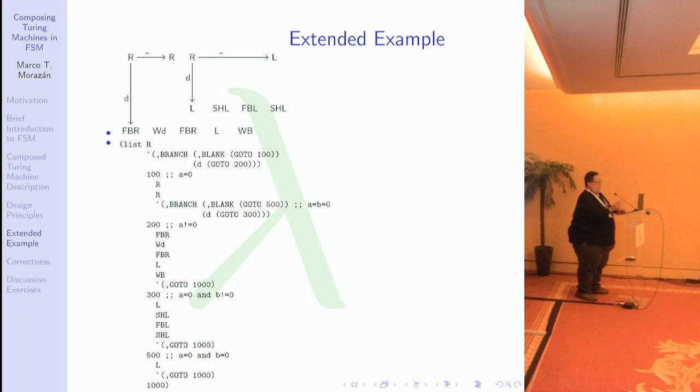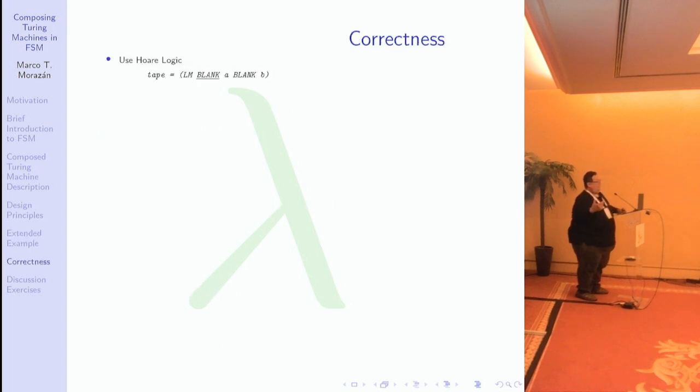Well, key word in this course is formal, right? Formal reasoning. So we want to use formal methods. So we have students do correctness, and for that, we just use Hoare logic. Right? So we start with the configuration of the tape. And at the beginning, the head is on the blank before the A.